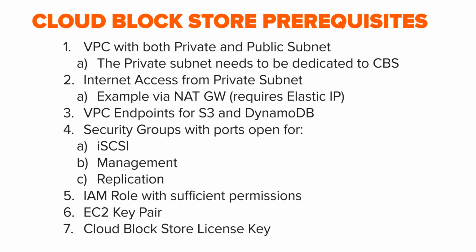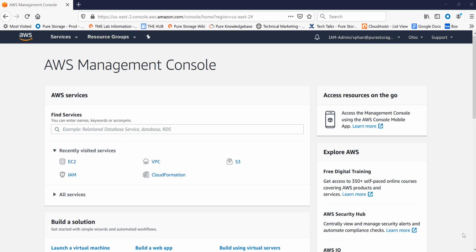So now let's take a look at our list. The last item on the list is the Cloud Block Store license key, and to get that, you can get it through the AWS Marketplace, or you can work with the Pure Storage account team and partners. Okay, great. So we are now ready to deploy.